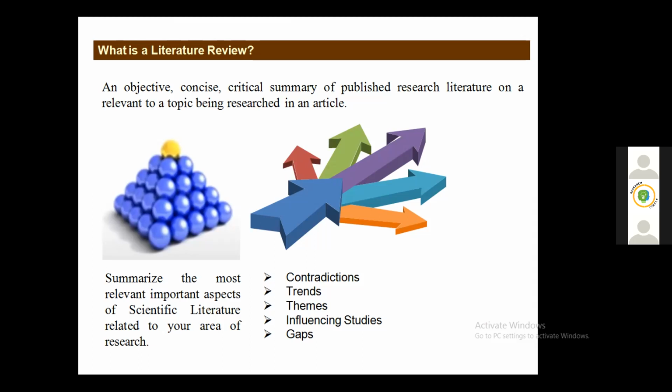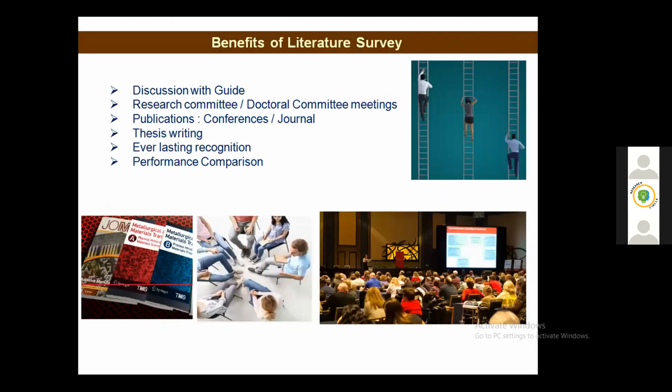So to have a beautiful literature review, you have to incorporate all these areas, like the contradictions about that particular topic, the trends, how it is generated, what were the initial stages, developments in that particular topic, and how it proceeded, what are the contributions by different people at different points of time, then what are the influencing studies for that topic, then gaps in that topic. So these are the things that are included in the literature.